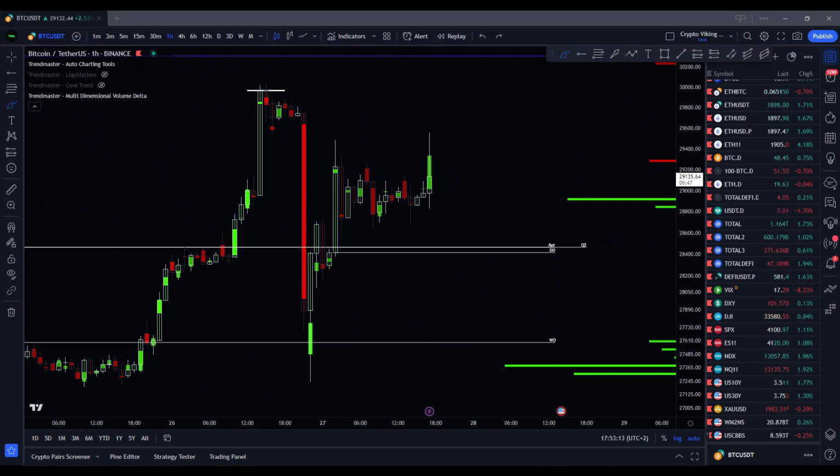So OKX has really low fees comparatively. I'm pretty happy with OKX with the fee structure. It's pretty decent. I even like their platform too. It just sucks that in the US we can't use it.